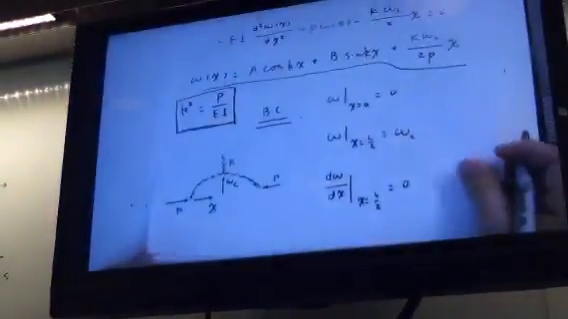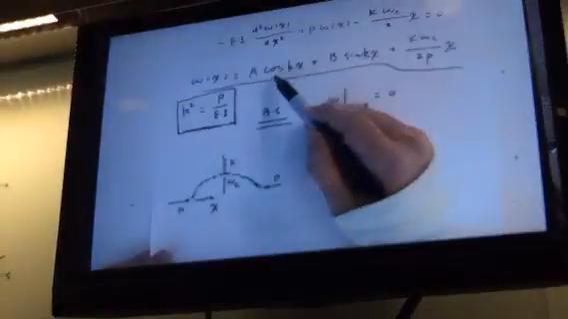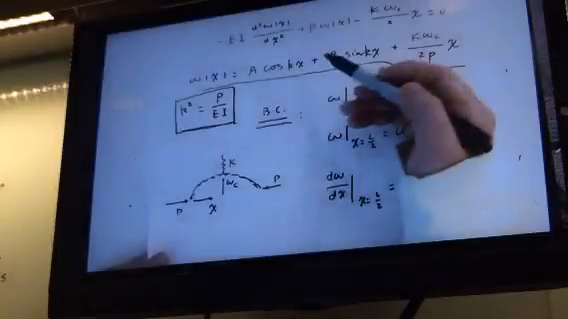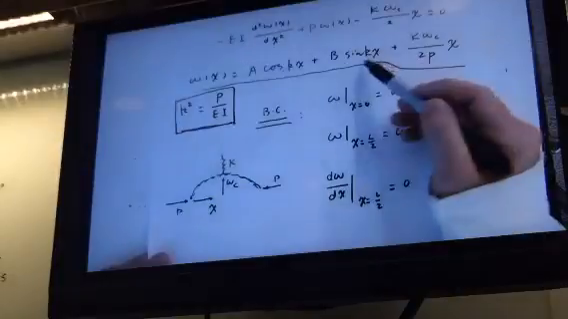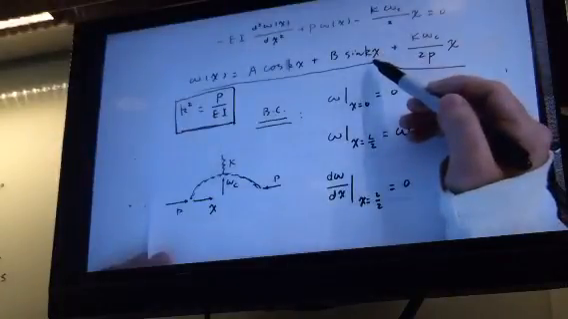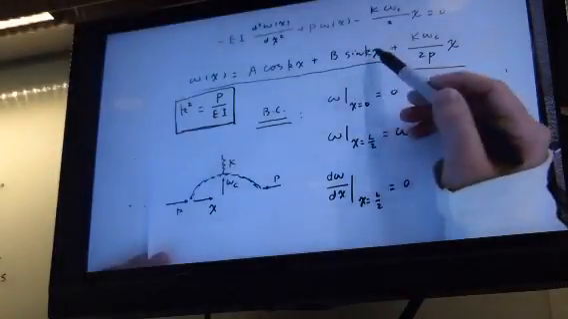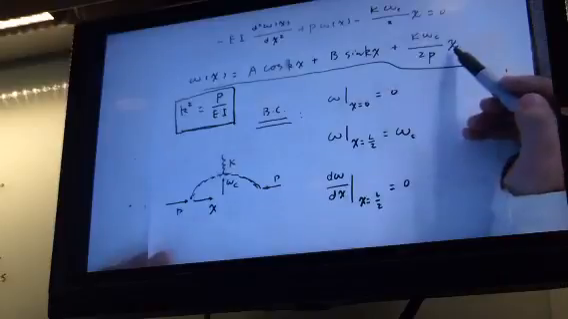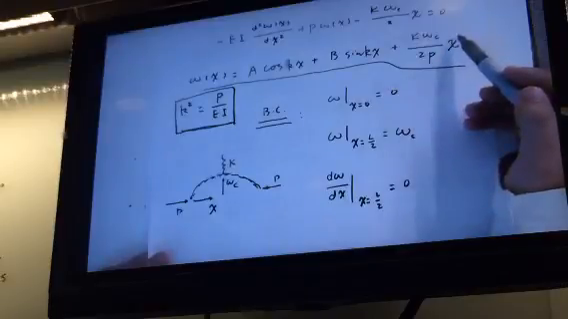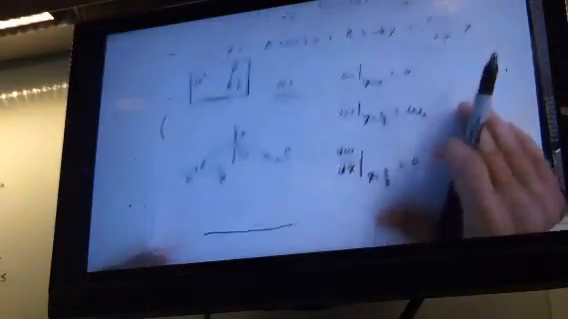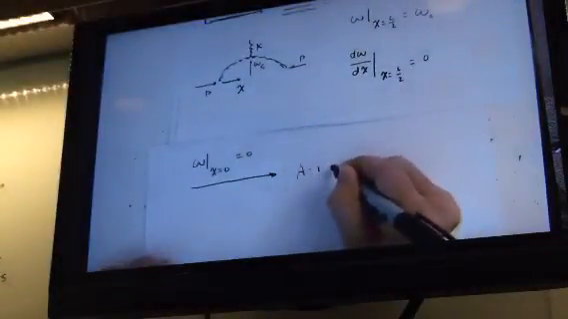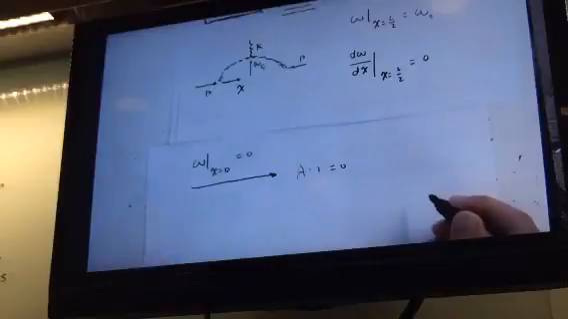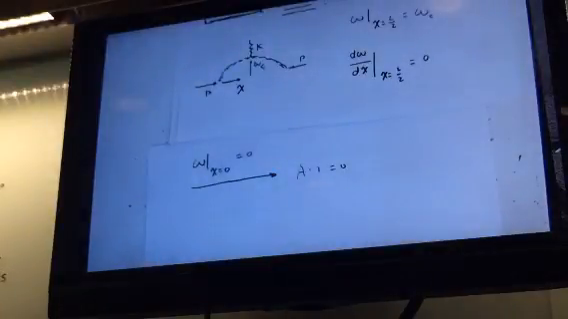If you use the first boundary condition, the first term, cosine K0, will be 1. So A times 1 will be A. B sine Kx at x equals 0, sine K0 will be 0, so this term will be gone. And x equals 0, so this term will be gone. So if you use the first boundary condition, you only have A times 1 equal to 0, right? Second term and third term are gone.